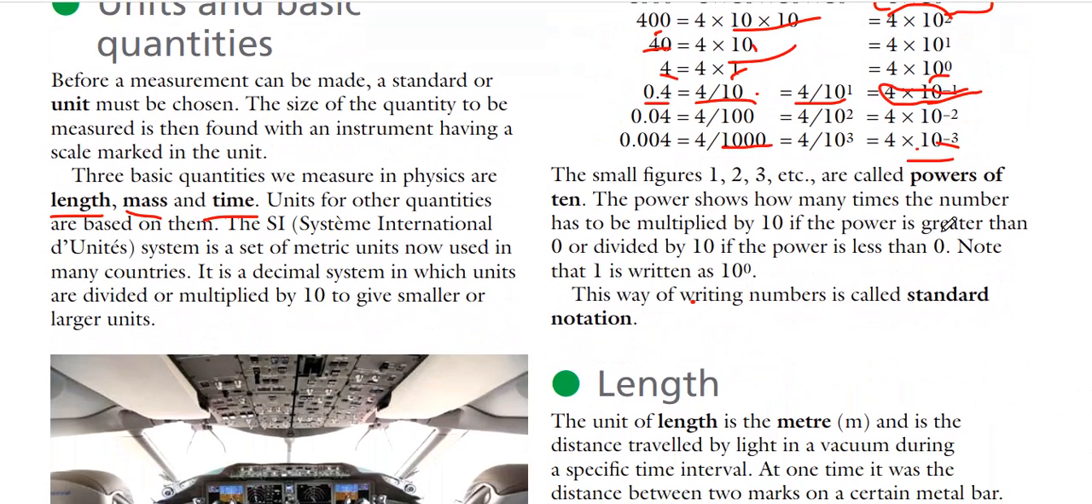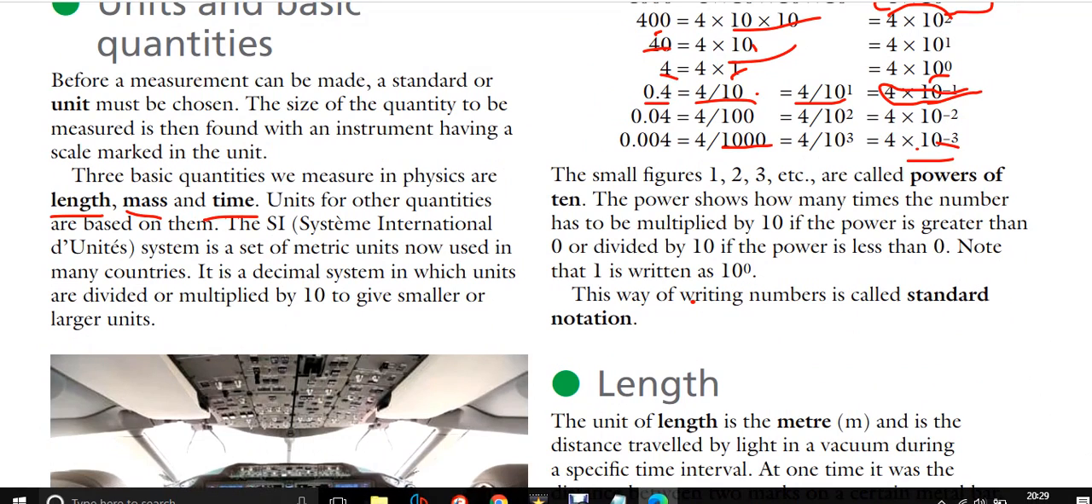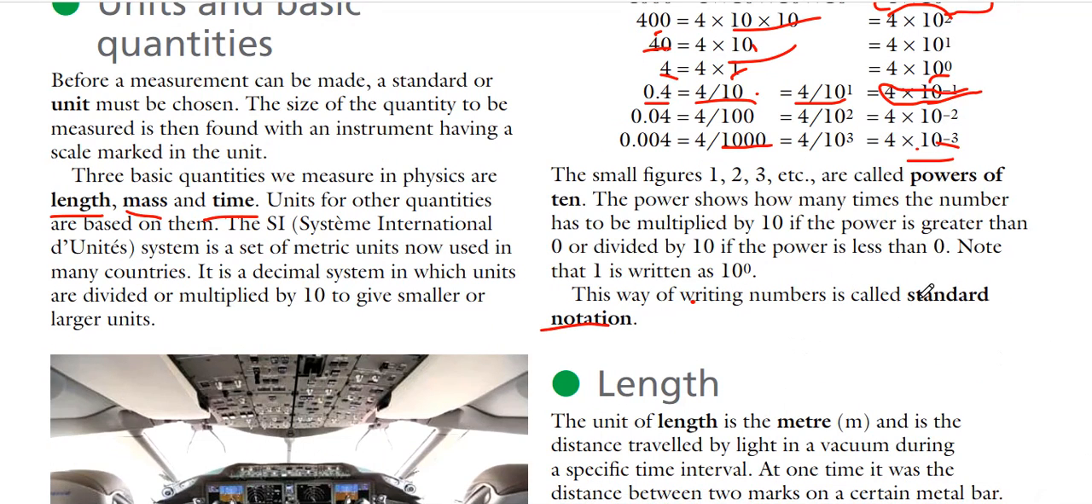Now this way of writing numbers is called standard notation. It's right here, standard notation.